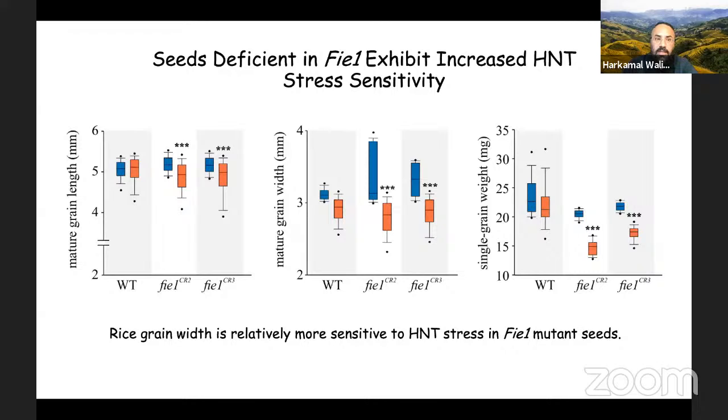Again, the blue here is controls, wild type is WT, and I show the results from 2 of our CRISPRs. We have several more, but we focused on these so that we can do large numbers with a smaller number of lines. So what we find is that the grain length decreases a little bit, but it's not as sensitive, which we've also seen in many other accessions.